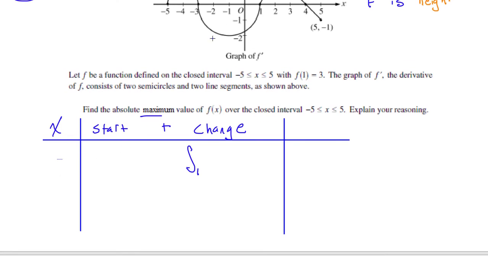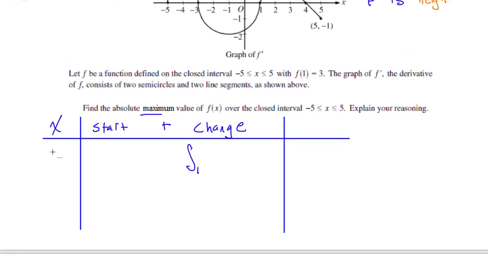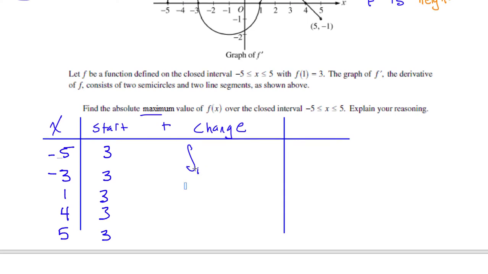If you don't know that, just list all of the relative extremas and start and end, and you'll get the answer. So -5, you have to check. You have to check 5, and all the values in between, you have to check -3, you have to check 1, and you have to check 4. Whew, that's a lot of work. Our start condition is 3, 3, 3, 3, and 3. And the integral, we have to be really careful about this, and we don't have very much room.